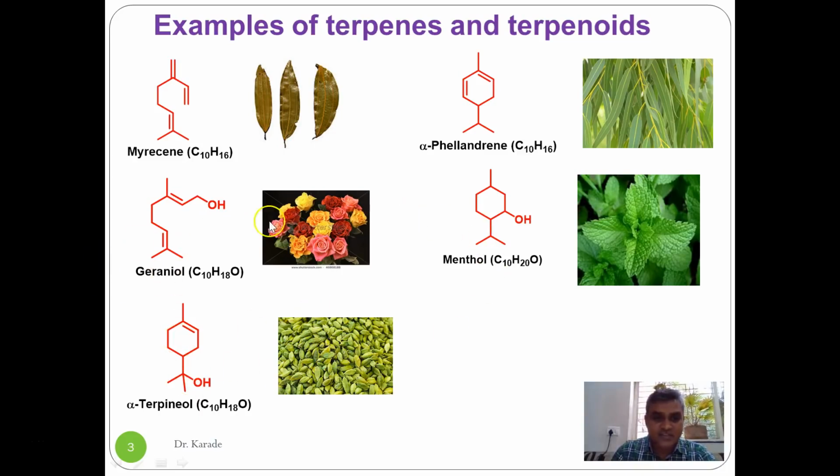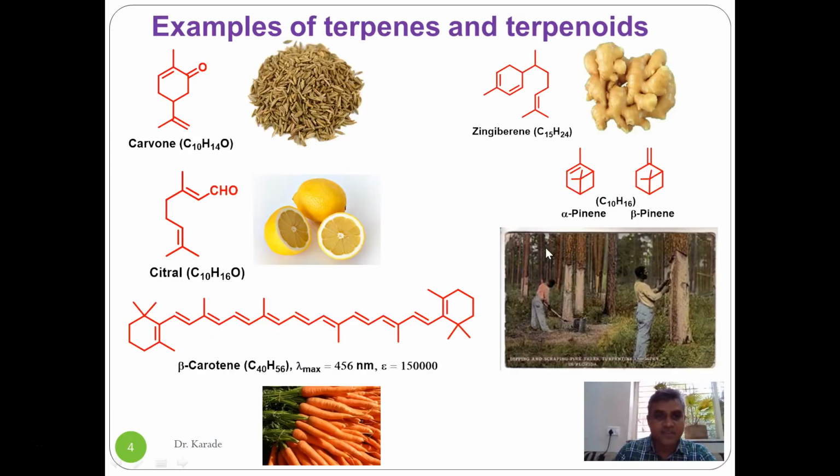These three examples contain oxygen in the form of an alcohol functional group. It's a primary alcohol, it's a secondary alcohol, it's a tertiary alcohol, and since they contain carbon, hydrogen and oxygen, they will be called terpenoids. Let us take a few more examples of terpenoids. This is a molecule of carvone. It is an alpha beta unsaturated ketone. It is present in caraway seeds, and caraway seeds are a main constituent of spices.